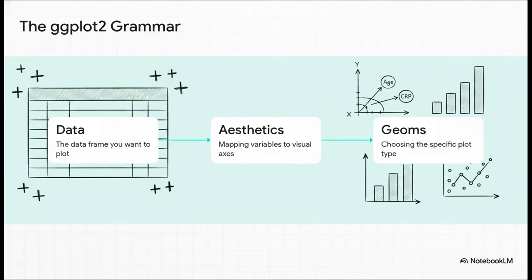First, you declare the data. Second, you define the aesthetics, which is just a fancy way of mapping your columns to visual elements, like saying age goes on the x-axis and CRP goes on the y-axis. Third, you add the geoms, which is the actual geometry you want to paint on the screen, like scatterplot points or a bar chart. Once you see that 3-layer structure, the intimidating code suddenly makes perfect sense.